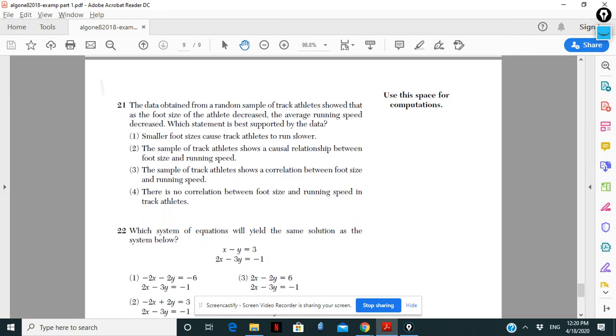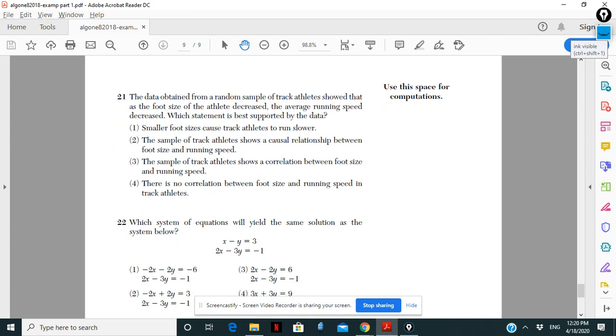Question number 21. The data obtained from a random sample of track athletes showed that as the foot size of the athletes decreased, the average running speed decreased. Which statement is best to support this data? Smaller foot size caused track athletes to run slower. In the context, it's saying that the speed is directly correlated, positively correlated to the foot size. Why? Because they have the same direction.